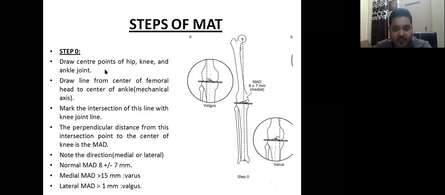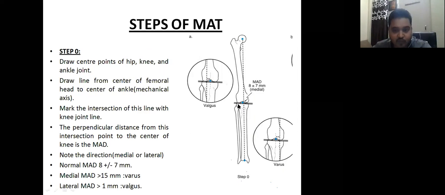The first step is step 0. First of all, we have to draw the center point. As I earlier said, first we have to draw the center point of the hip, the center point of the knee, and the center point of the ankle. Then we have to draw a line connecting the center point of the hip to the center point of the ankle. That will give us the mechanical axis of the lower limb.